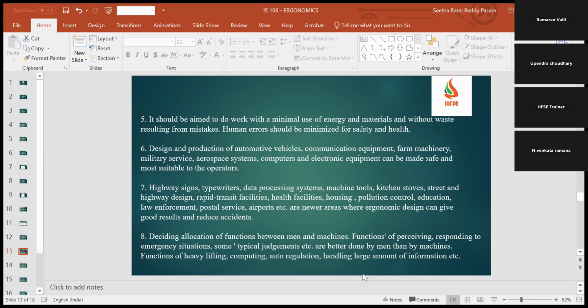health facilities, housing, pollution control, education, law enforcement, postal services, airports, etc. are newer areas where ergonomic designs can give good results and also reduce accidents. So even highway signage is one where, whatever the length you travel on the highway, they have a similar kind of signages.